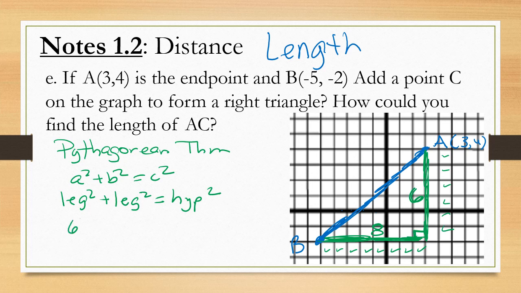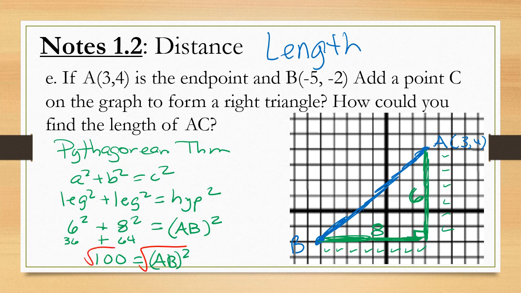So if I take one of my legs, which is 6, and I have 6 squared, and I add that to 8 squared, I'm going to get the length of AB squared. If you get your calculator out, 6 squared is 36, and 8 squared is 64. 36 plus 64 is 100, and that equals the side length AB squared. To undo a square, you take the square root, which tells me that the length of side AB is 10 units.